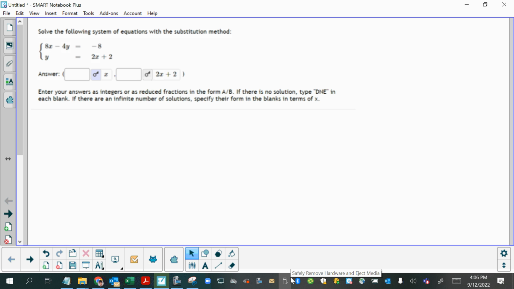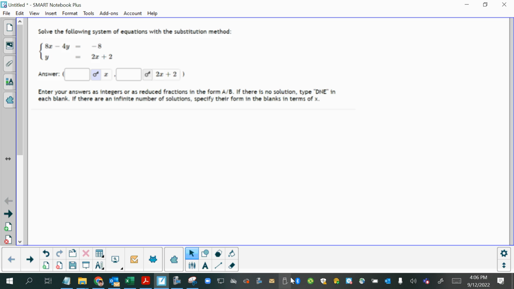So in this question, we're supposed to solve this system of equations, and I have the answers revealed here, but let's talk about how I would get to those answers if I didn't already know them. The directions down below the answer fields read, enter your answers as integers or as reduced fractions in the form a over b. If there is no solution, type DNE in each blank. If there are an infinite number of solutions, specify their form in the blanks in terms of x.